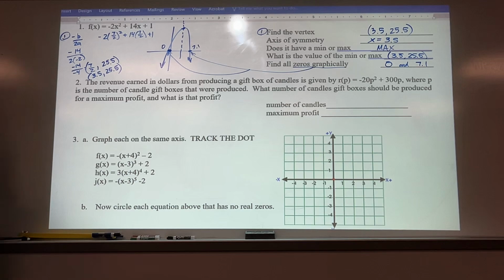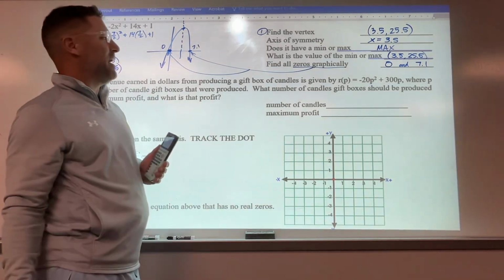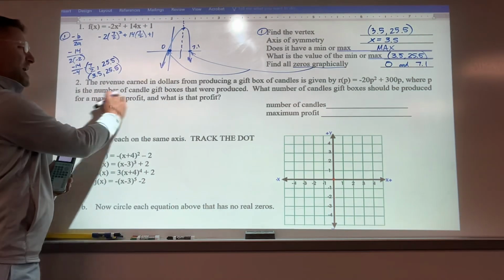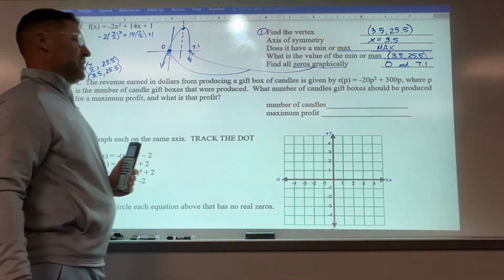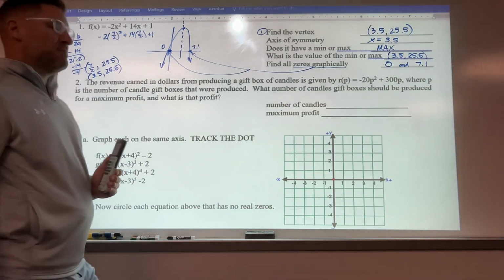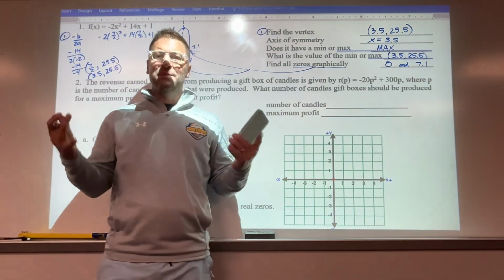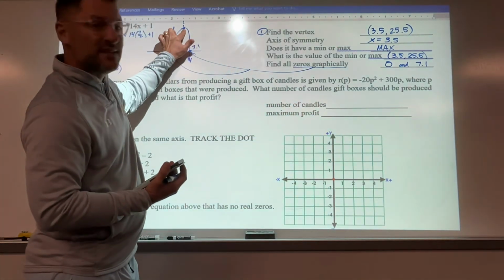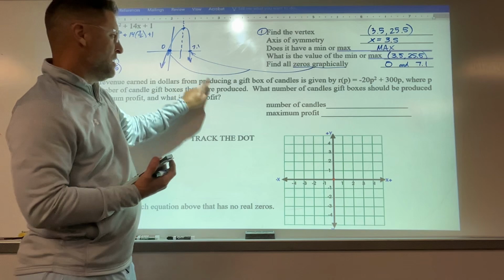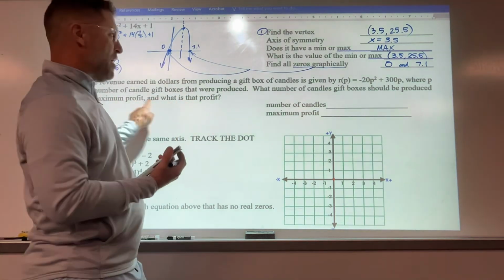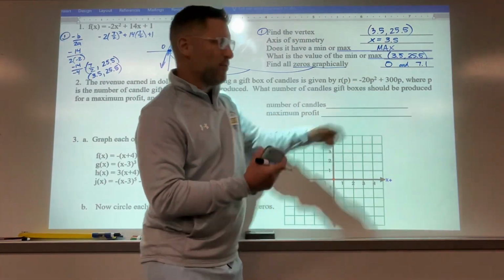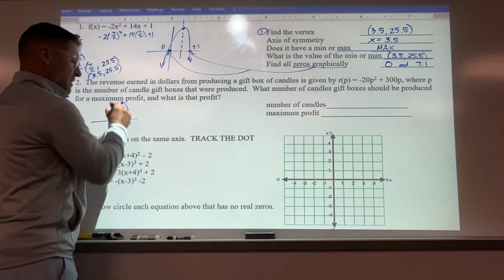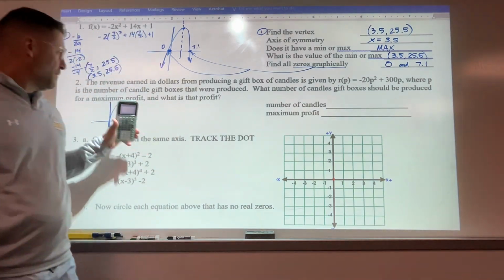Number 2: revenue earned in dollars from producing a gift box of candles is given by this equation, where p is the number of candle boxes produced. What number of candle gift boxes should be produced for a maximum profit? Maximum and minimum profits on any quadratic happen at the vertex. For instance, on the last one, I would have had a max there. Since it's looking for a maximum profit, I notice it's an upside down parabola, so it's going to be something like that, and I'm looking for that little vertex up there.